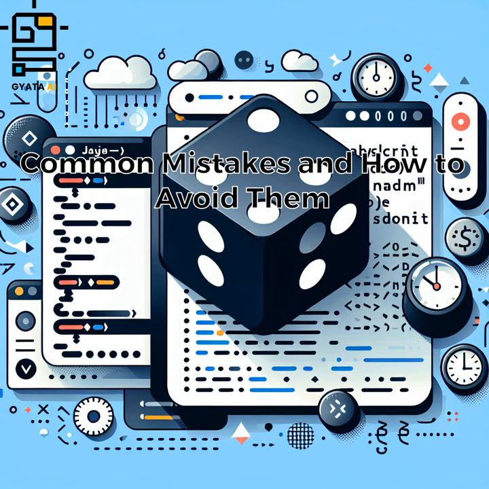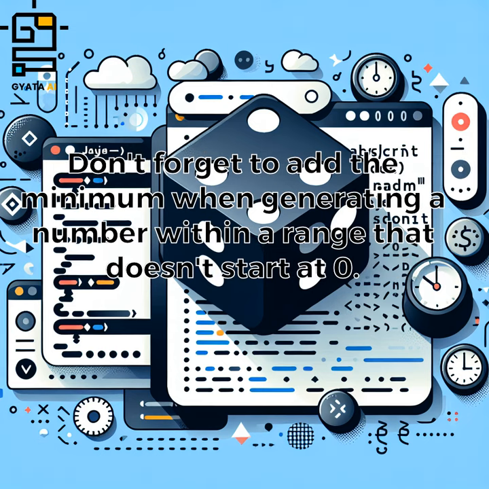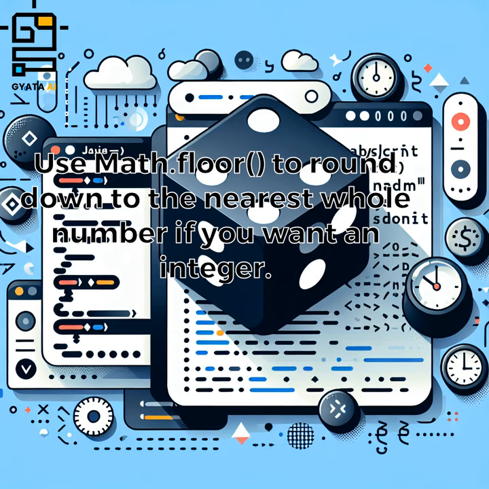Common mistakes and how to avoid them. Remember that Math.random is always less than 1. For a number up to a maximum, adjust your math correctly. Don't forget to add the minimum when generating a number within a range that doesn't start at 0. Use Math.floor to round down to the nearest whole number if you want an integer.